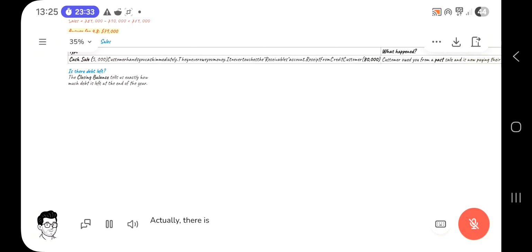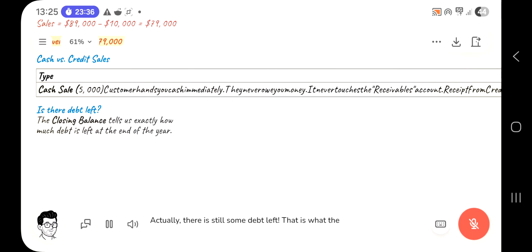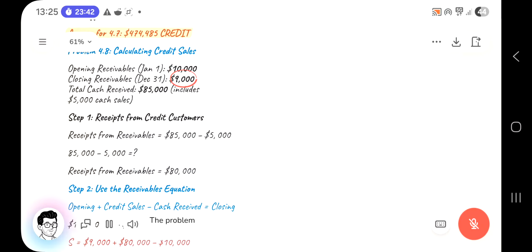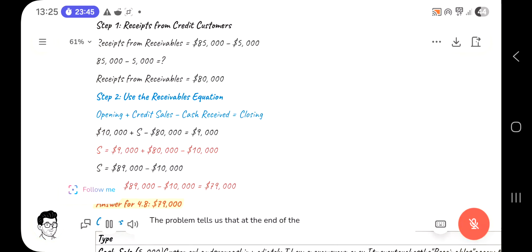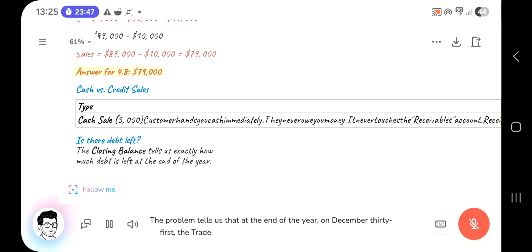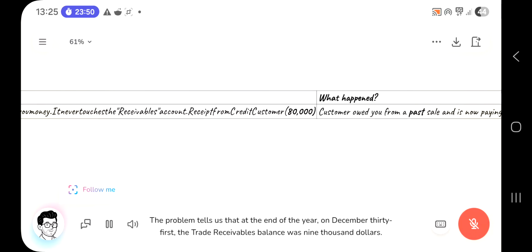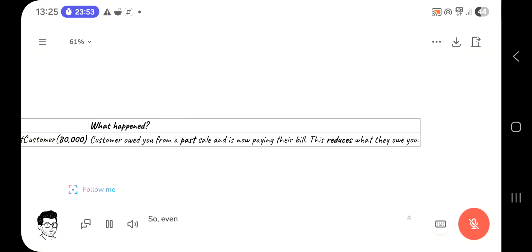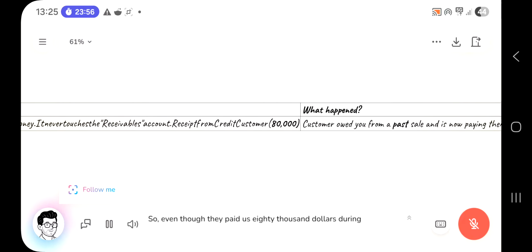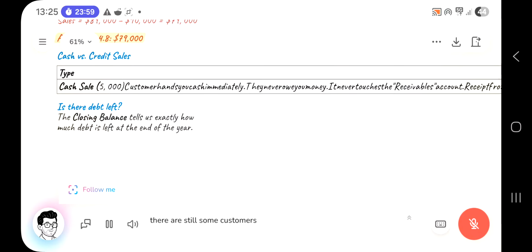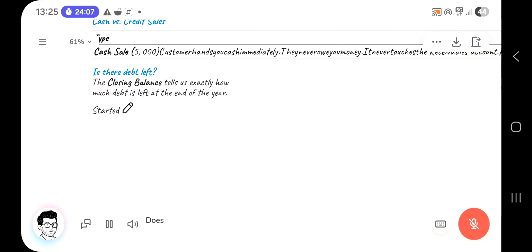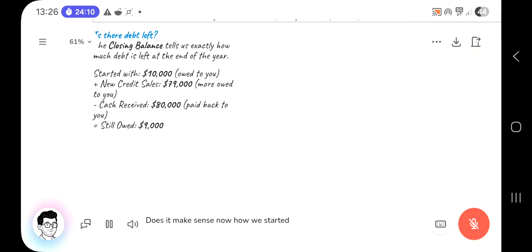Actually, there is still some debt left. That is what the $9,000 represents. The problem tells us that at the end of the year, on December 31st, the trade receivables balance was $9,000. So, even though they paid us $80,000 during the year, there are still some customers who haven't finished paying yet, and they still owe us that final $9,000. Does it make sense now how we started with 10, added 79, took away 80?